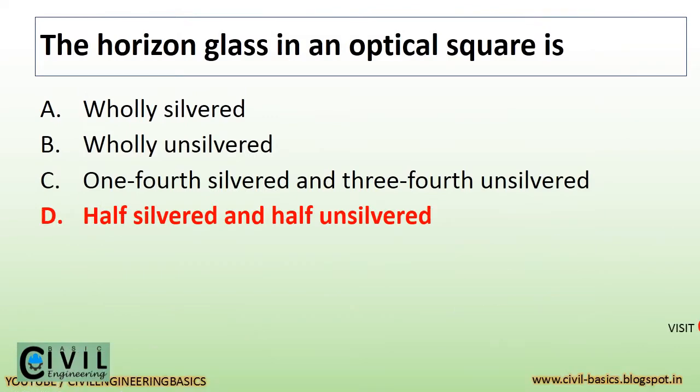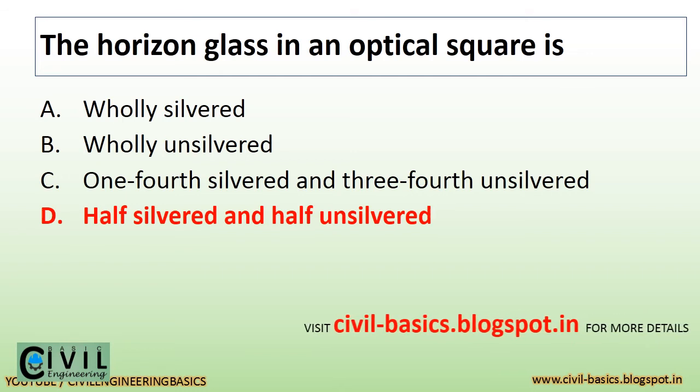The horizon glass in an optical square is half silvered and half unsilvered.